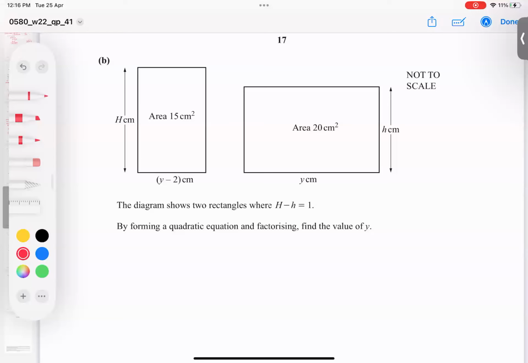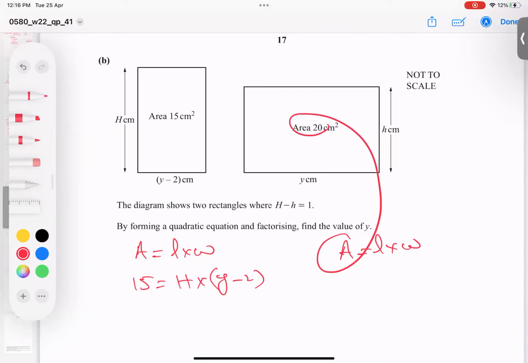When I talk about this question, we have here 2 rectangles. The link is given by him, and he said, by forming a quadratic equation and factorization. You can see the area is given in the question. How to get this area? The area formula is very clear, length into width. So I'm writing here length into width, and same story here. Area is 15, I'm copying area. Length is h, I'm copying h. Width is y minus 2, I'm copying y minus 2, but in brackets.